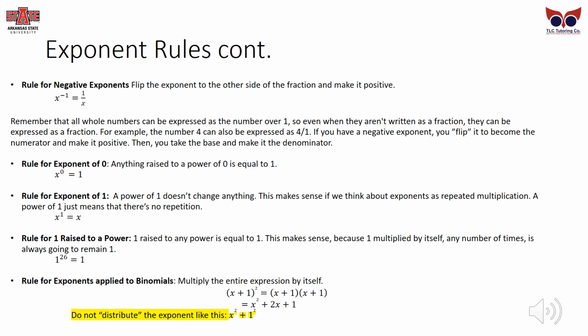Rule for exponents applied to binomials. Multiply the entire expression by itself. One of the most common errors with this rule is when people attempt to distribute the exponent. This is incorrect. Remember, multiply the entire expression by itself as you see in the example. This is one of the most commonly missed questions as it relates to exponents, so take a moment to review this carefully.